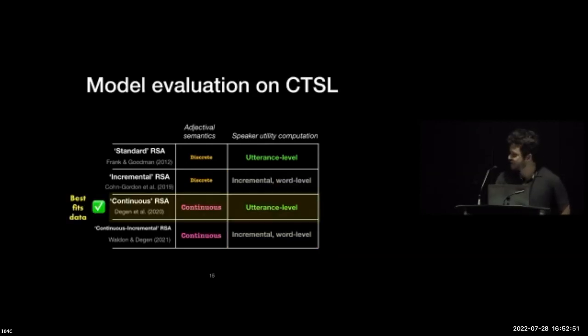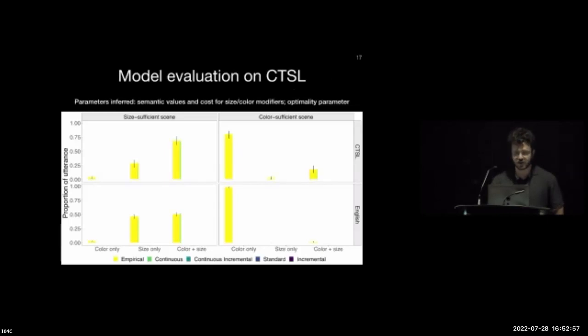So what we find for CTSL is that the model that best fits our data is a model that includes continuous semantics, but not an incremental utility mechanism. I'm happy to talk more about the details of that model comparison in the Q&A.